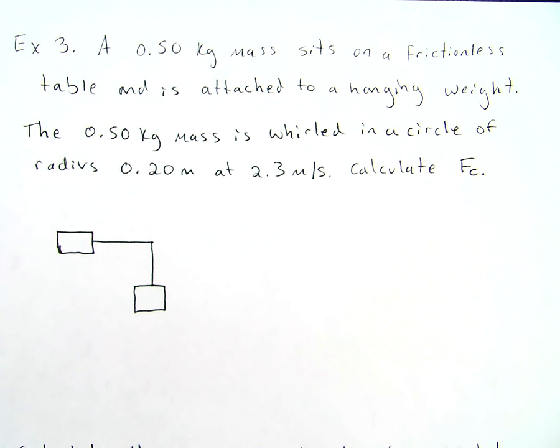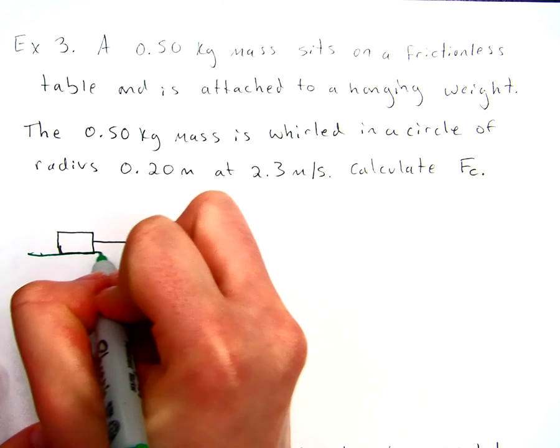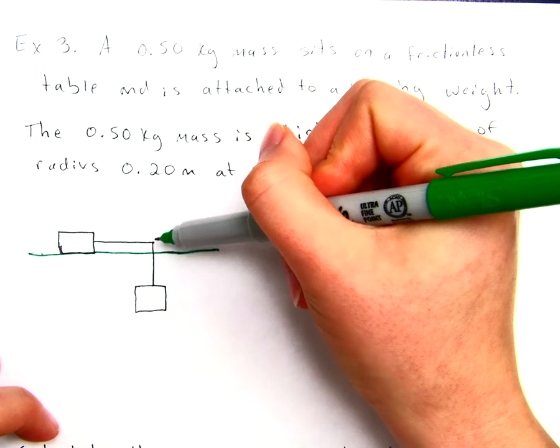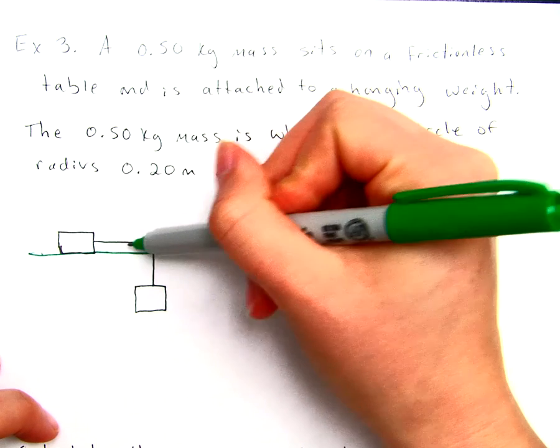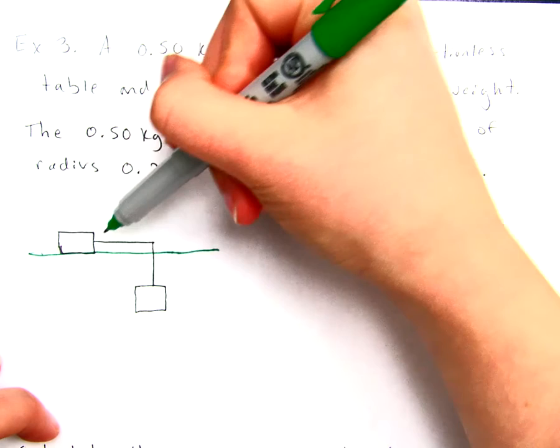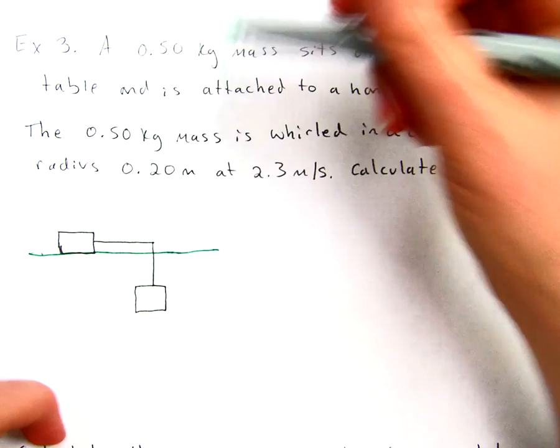So here we have a 0.50 kilogram mass sitting on a frictionless table, and it's attached to a hanging weight. The 0.5 kilogram mass is whirled in a circle of radius 0.2 meters at 2.3 meters per second. Calculate FC. Okay. So this is our object. It's sitting on a table, and so the best way to imagine what's going on is think if there's a circle in the table, a hole there that there's a string coming out of, and this object would be actually swinging on top of the table in a circular fashion.